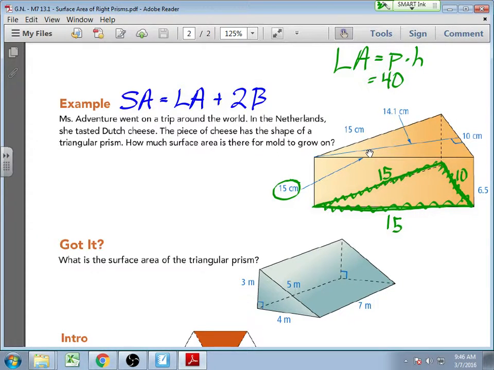Yeah. 14.1. Ooh, that's the height of the triangle. Remember, the height of the prism is the distance between the matching bases. So it's this distance right here, 6.5.